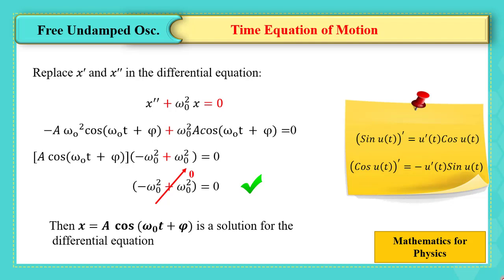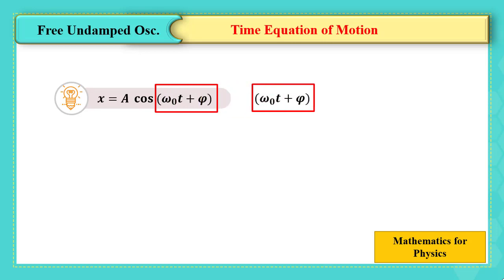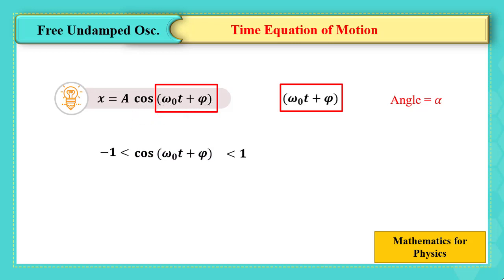It's okay that we have verified that this is a solution, but how can we understand this time equation? First, we should recognize that omega 0 t plus phi represents the angle for cosine in this equation, and remember that cosine varies between -1 and +1. Then, in this case, a cosine omega 0 t plus phi, which is x, should lie between minus the absolute of a and plus the absolute of a.